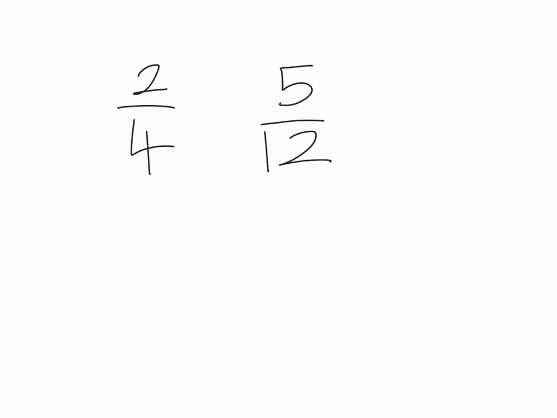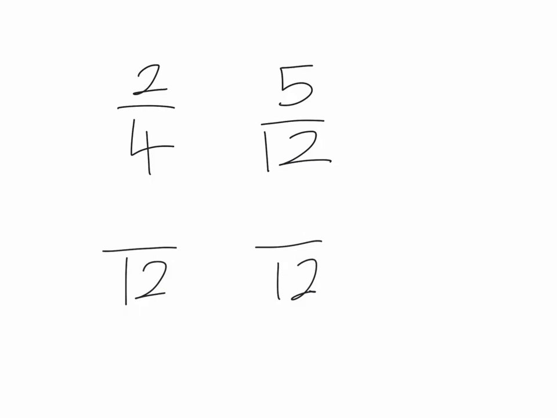So the denominators are the numbers at the bottoms of these fractions. Now the common denominator that I've spotted is actually 12. It's one of the numbers that we're already using. I can see that 4 goes into 12 and 12 goes into 12. Now 2 quarters. How many times does 4 go into 12? It goes in 3 times.